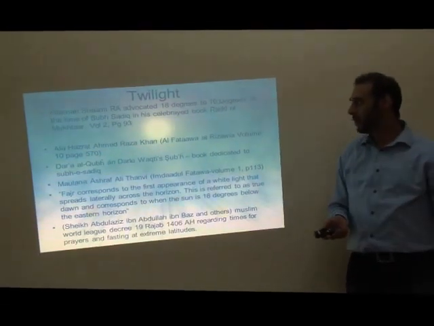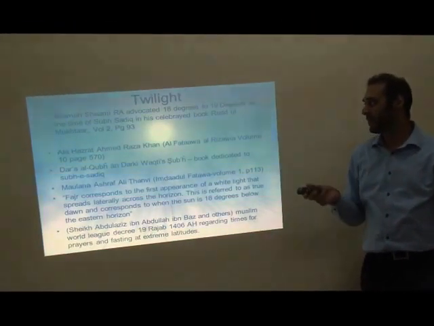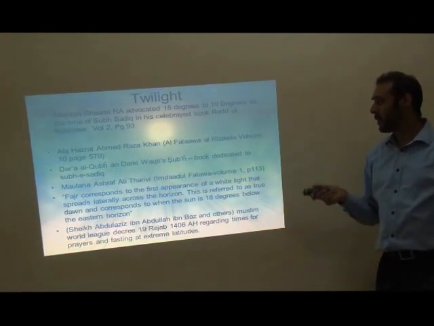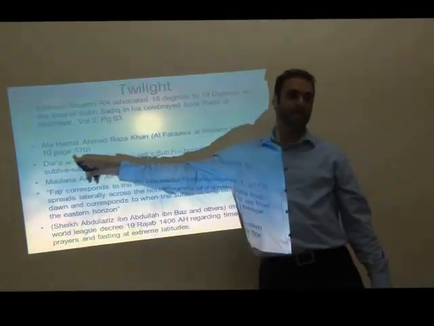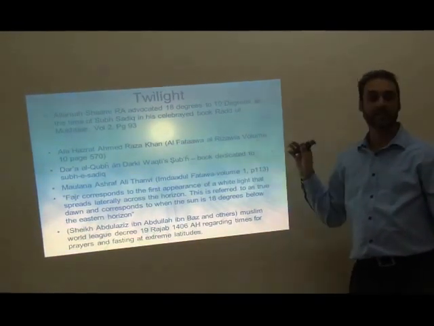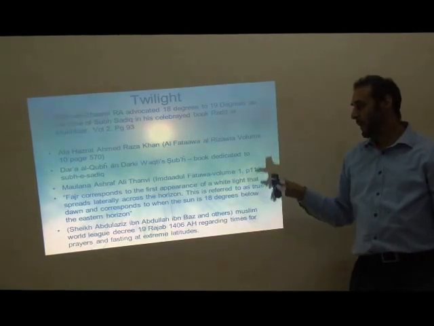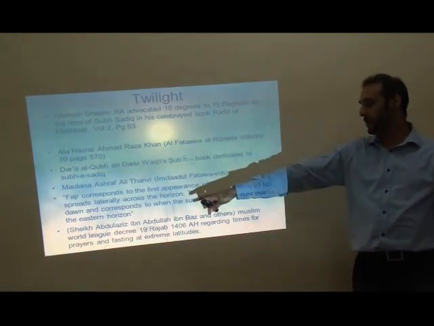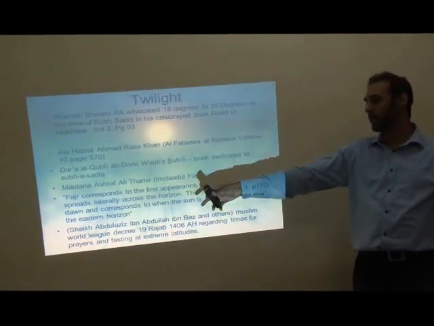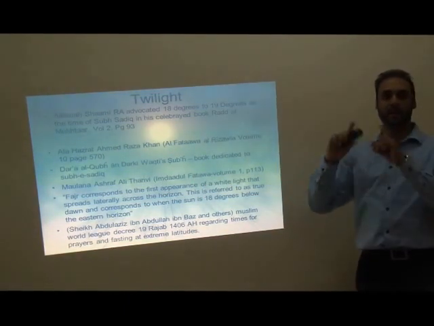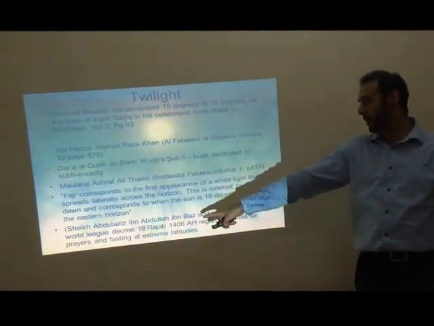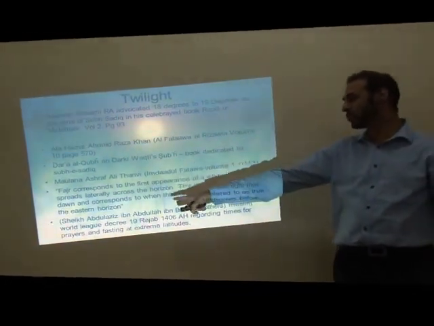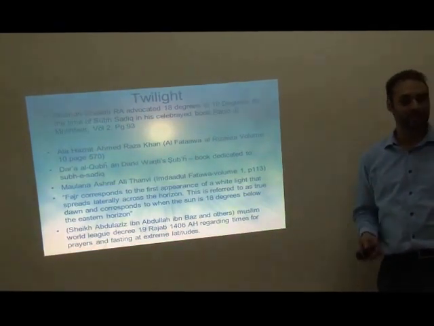Allama Shami rahmatullahi alayhi advocates 18 to 19 degrees as the time for Subh Sadiq in his celebrated book Rad al-Mukhtar. Ala Hazrat Ahmad Raza Khan rahmatullahi alayhi, in his Fatawa Rizviya, a whole book he's written on the phenomenon of Subh Sadiq, on this issue of solid depression angles and twilight. And Maulana Ashraf Ali Thanvi in his Imdadul Fatawa, again 18 degrees. And Sheikh bin Baz of Saudi Arabia, along with Sheikh Fawzan and the shura they have, in one of their decrees in the Muslim World League, 19 Rabi 1406, said Fajr corresponds to when the sun is 18 degrees below the eastern horizon.